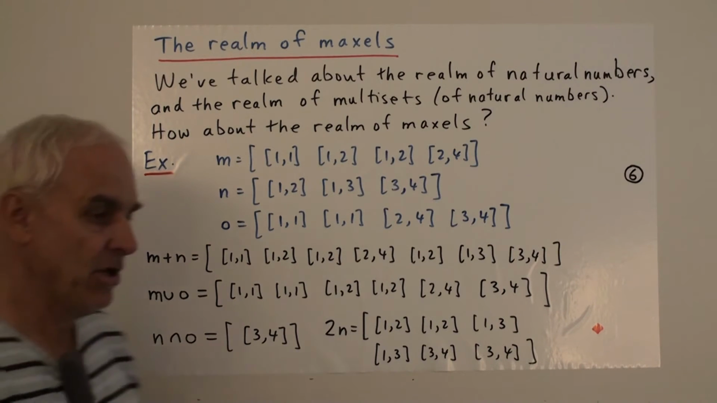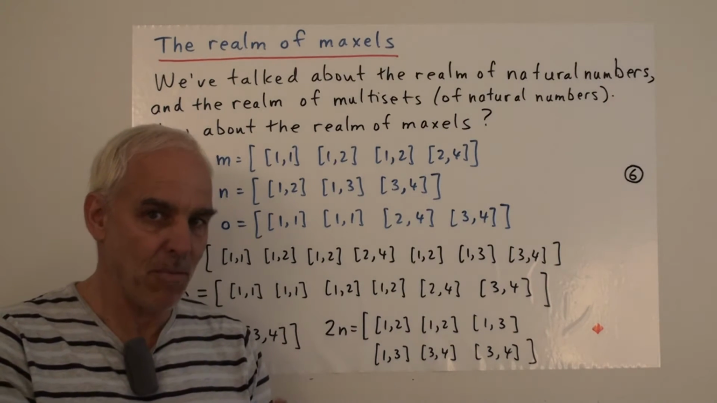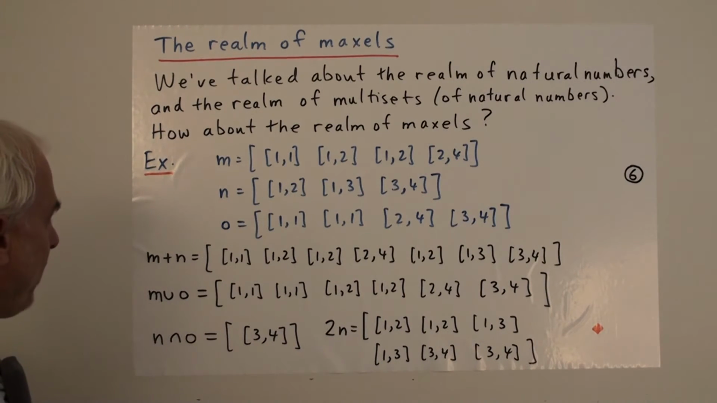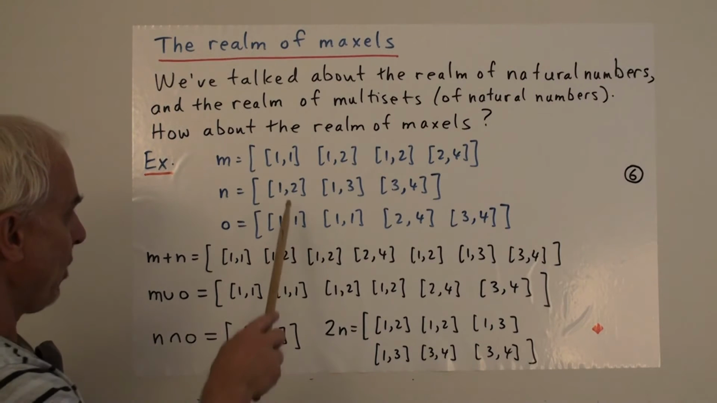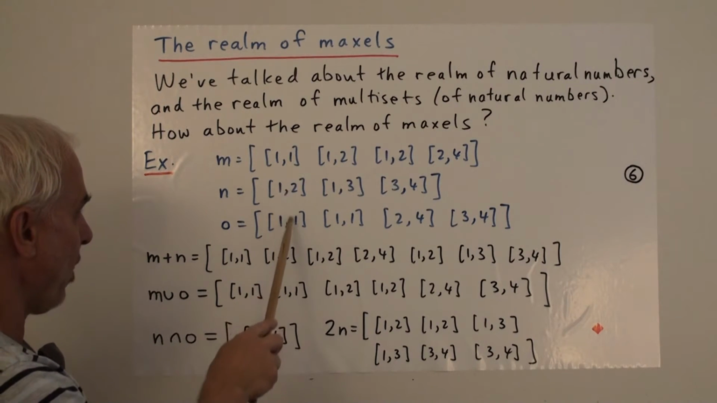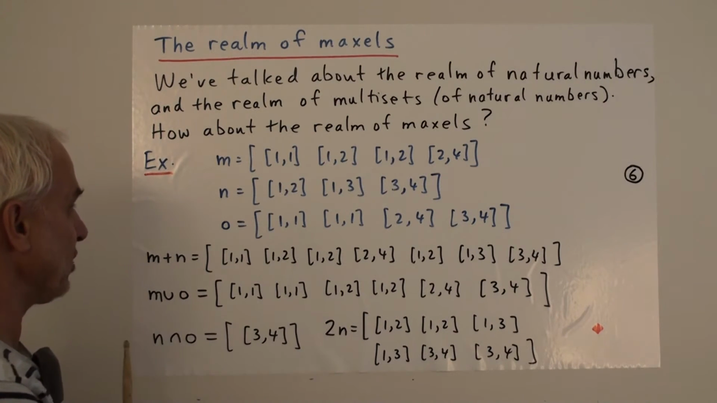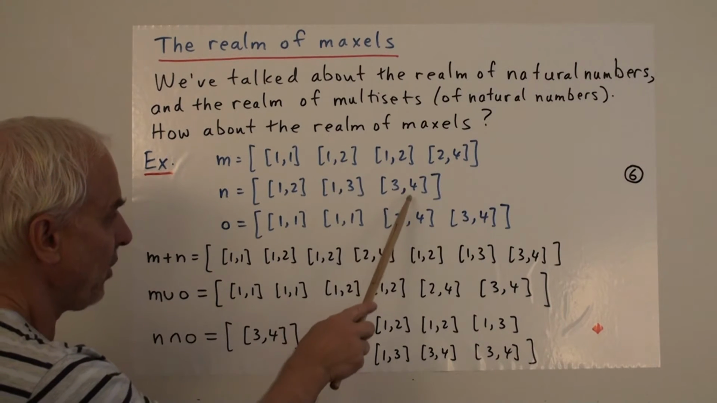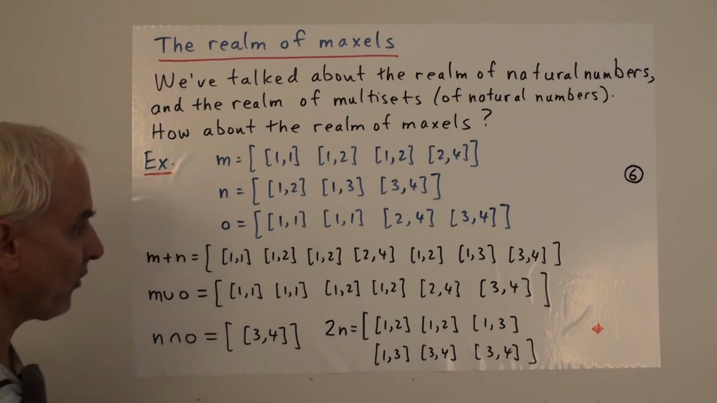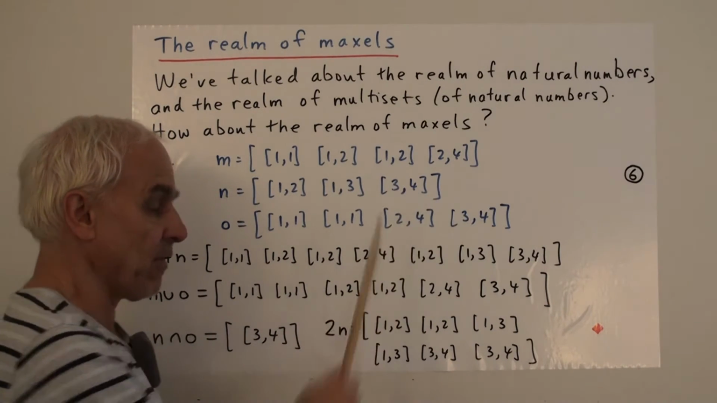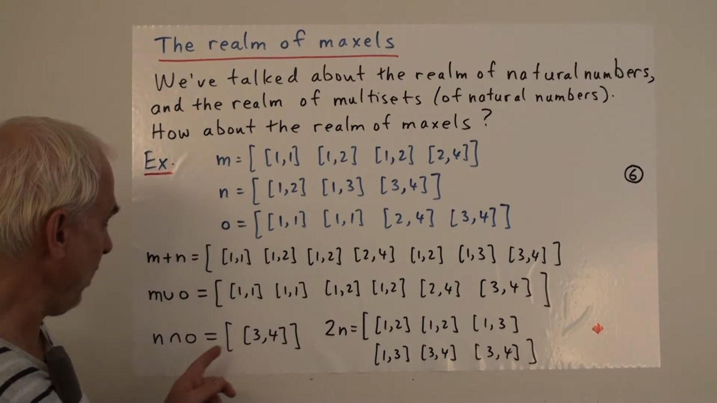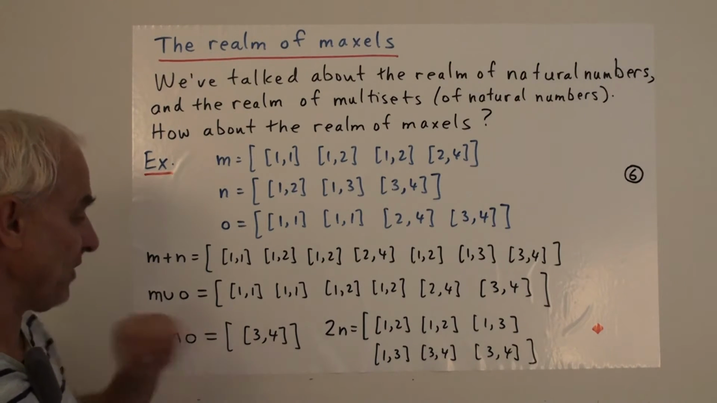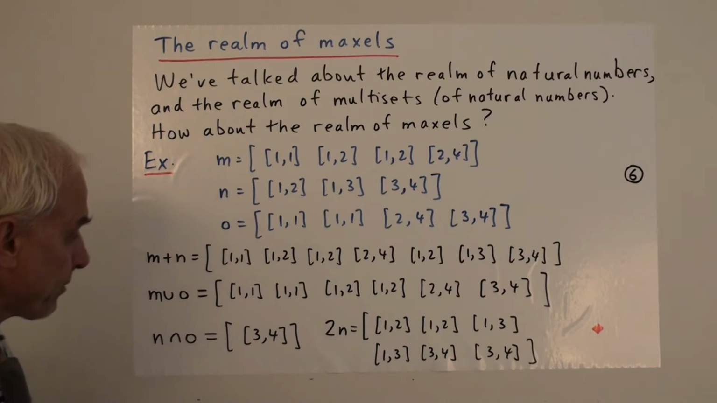In terms of intersection, it's just the minimum of multiplicities that we're looking at. So for example, if we take N and O, then for the intersection, well, there aren't any 1,1s in here, so there won't be any in the intersection. There aren't any 1,2s here, 1,3s, no, 2,4s, no. The only things that they have in common are the 3,4s, so the minimum of the multiplicities of the 3,4s is 1. So the intersection is the maxile consisting of the single pixel 3,4.